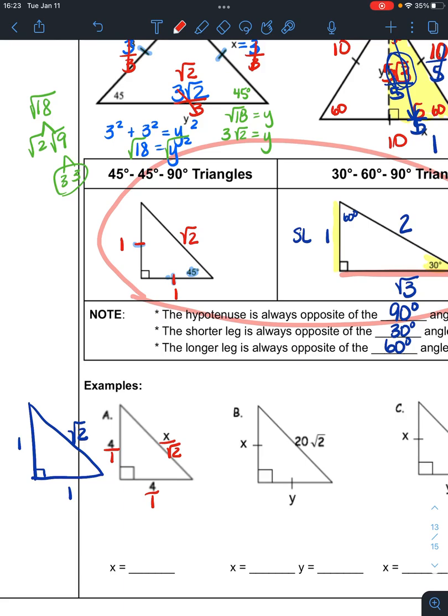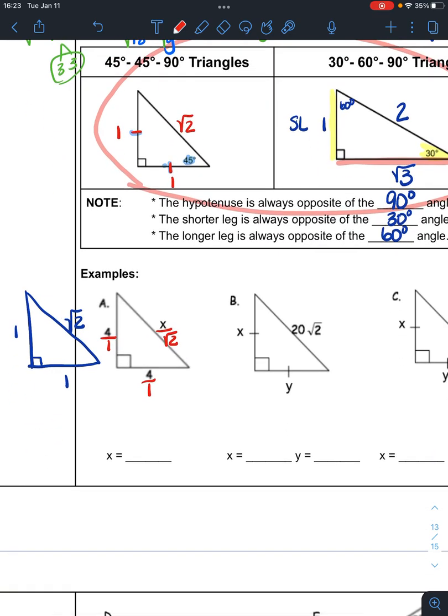So here's what we're doing. The first thing that I'm going to show you is how to set these up with proportions so that you always have a backup. Now all you have to do is set up, and I can tell this is 45, 45 because these sides are the same, which means these angles have to be the same, and you have 90 degrees left. So I want to find x, so I say x over root 2 is equal to 4 over 1.